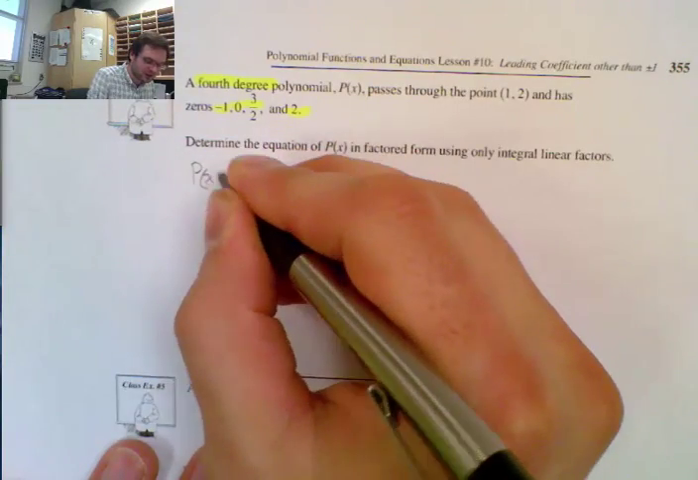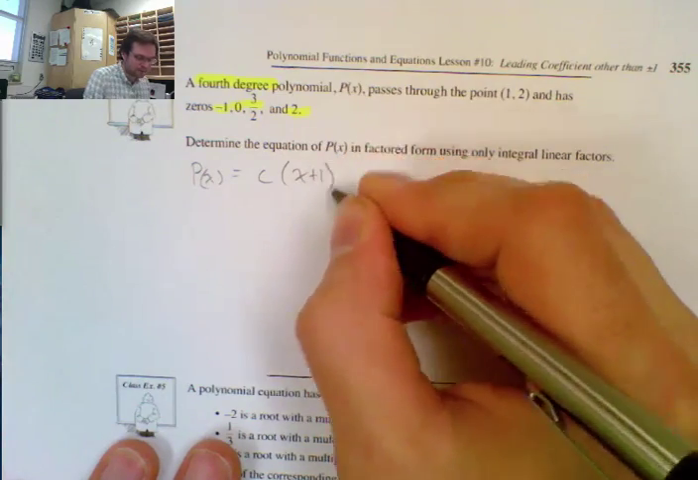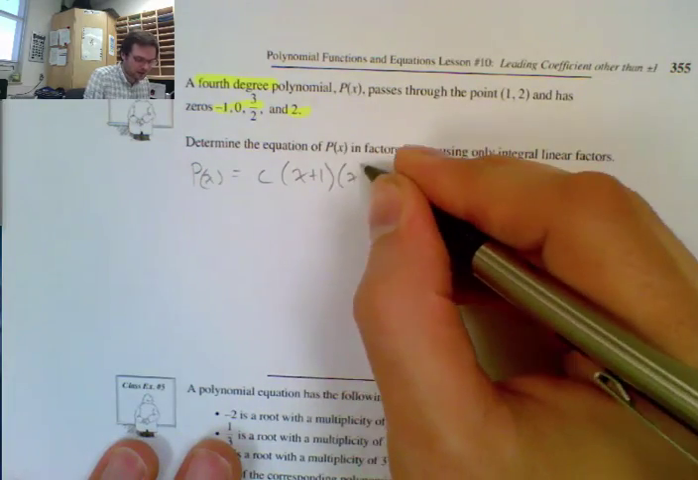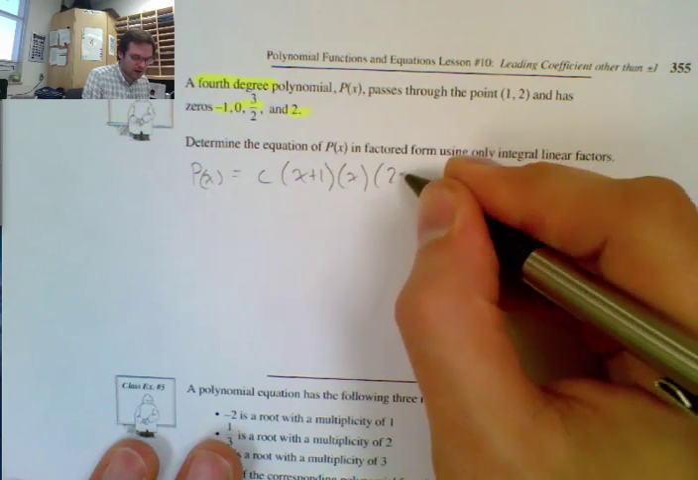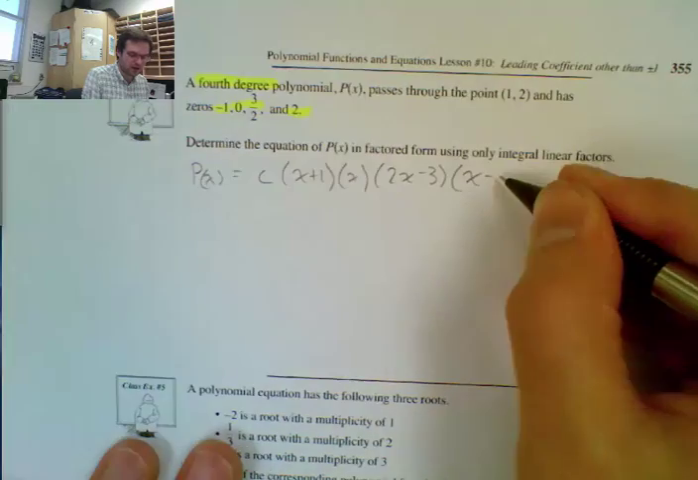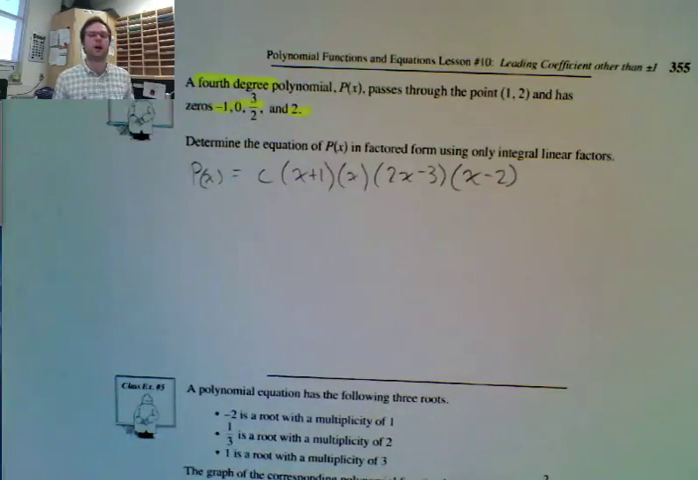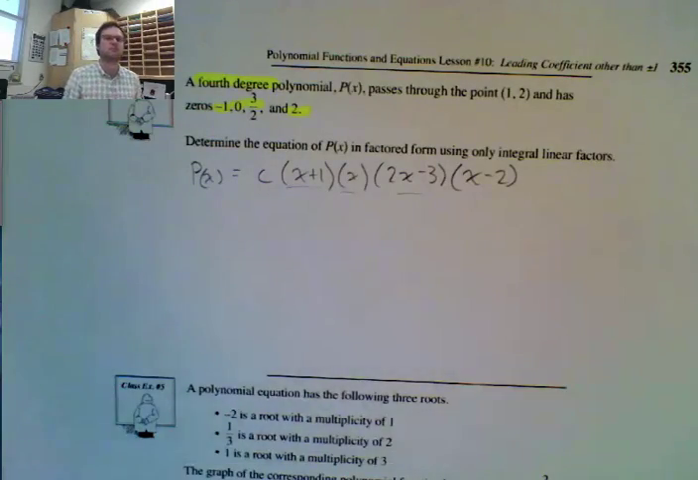So we're going to have p of x is equal to c, and I'm going to have x plus 1, we have x, and then we're going to have 2x minus 3, and we're going to have x minus 2. These are my roots or factors of the function.